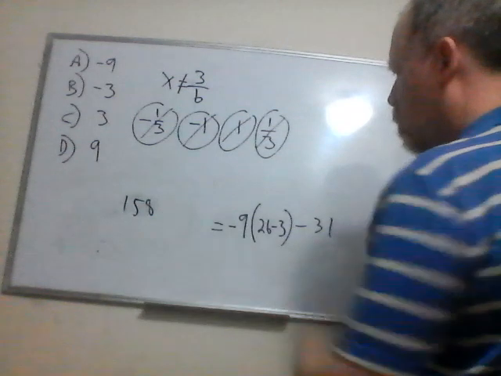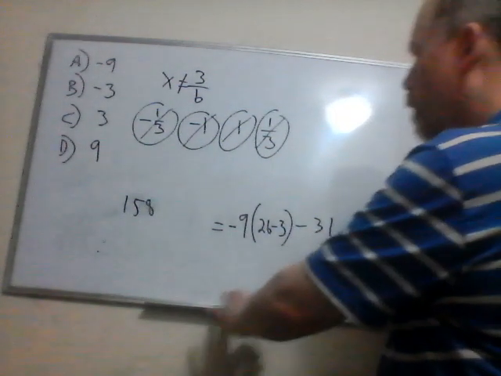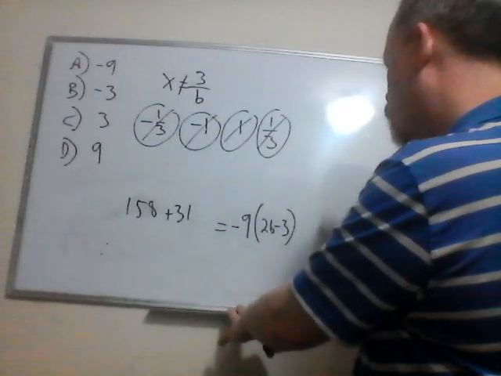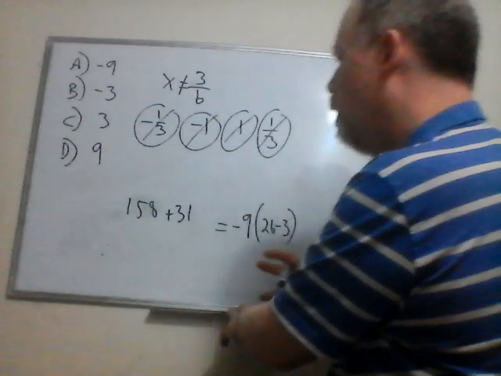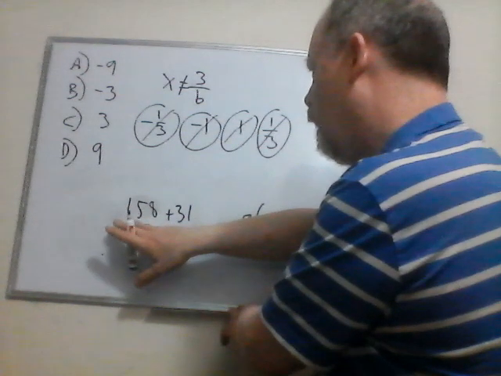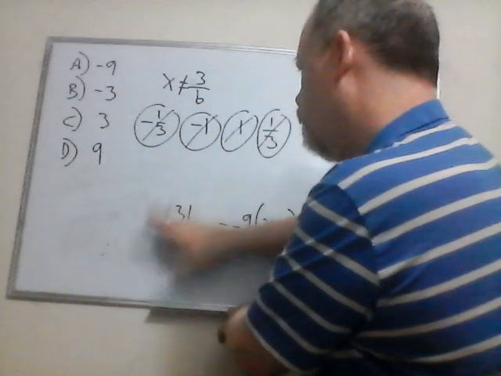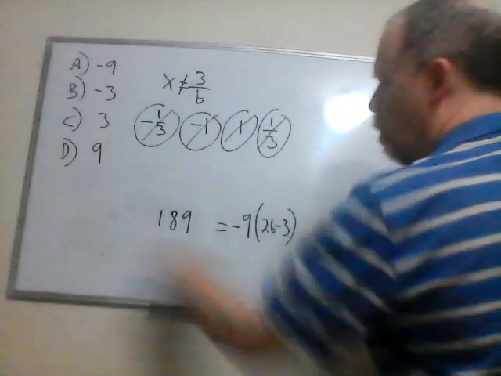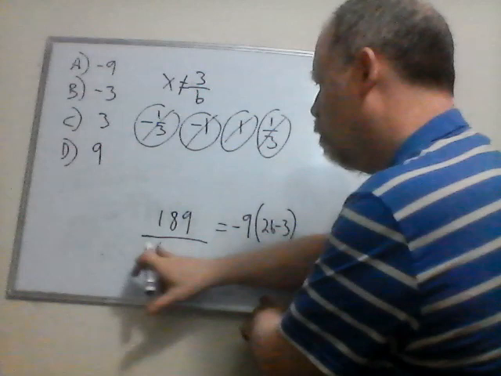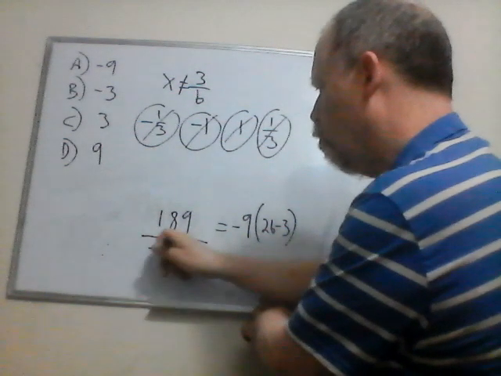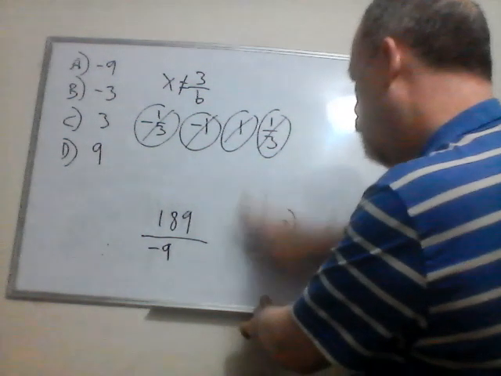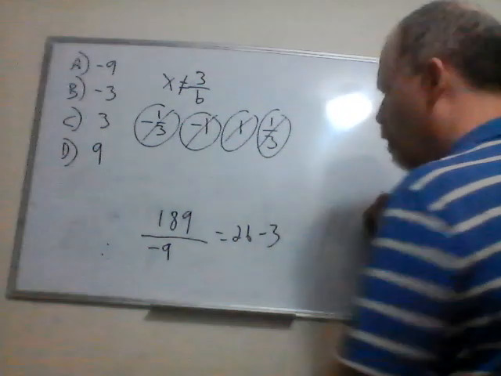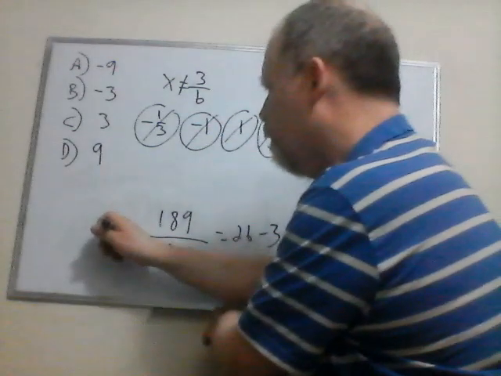So it's a little spaced out. The 31, I'm going to move over to the other side. It's a plus 31. And just to save myself some trouble in advance, it's going to become 189. There. From there, the minus 9 can come down here. You've got 2b minus 3 here. I'm going to move the 3 over to the other side.